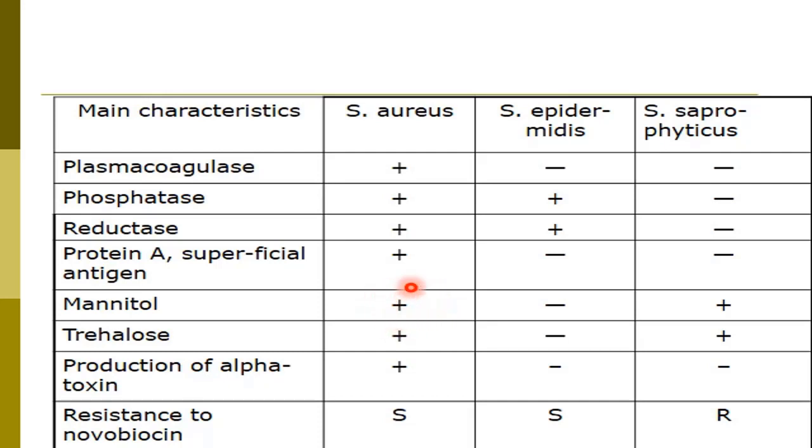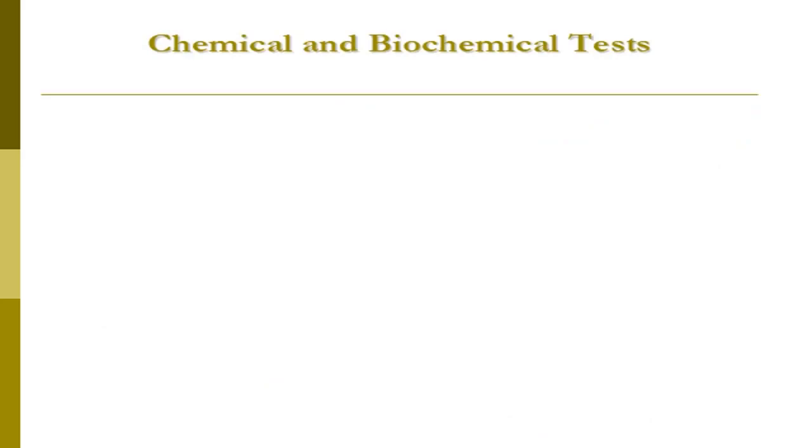Staphylococcus aureus will ferment mannitol to form acid and reduce the pH to below 7, an acidic environment. Negative for epidermidis and positive for saprophyticus, but the difference in mannitol salt agar is that it resists high salt, it must resist high salt. Okay? Halos, positive, negative. Production of alpha toxin, positive, negative, and resistance to novobiocin, sensitive, sensitive, and resistant for saprophyticus. First, the novobiocin disc is a diagnostic disc which differentiates Staph saprophyticus, which is resistant to novobiocin, in comparison to Staph aureus and epidermidis, which are sensitive to novobiocin.